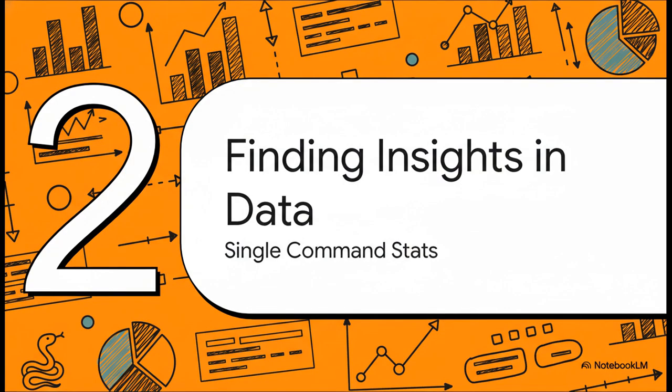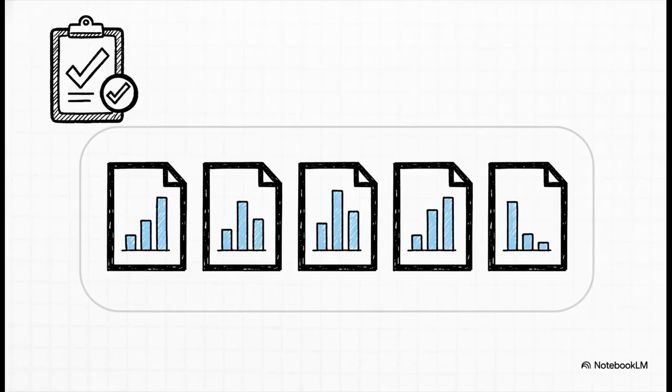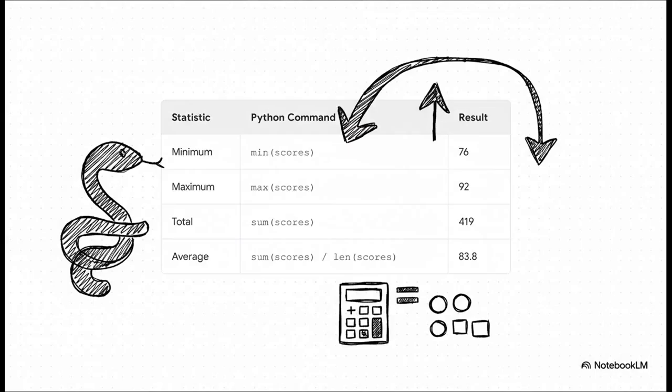So, now we've got our data. What's next? Well, we need to understand it, right? We need to find some quick insights. And this is where Python just shines with its simplicity. For this next part, we're going to use this simple list of test scores you see on the screen. It's nothing fancy, but it's perfect to show you just how fast you can start pulling real information out of your data.